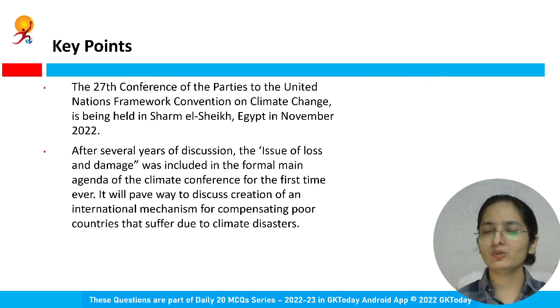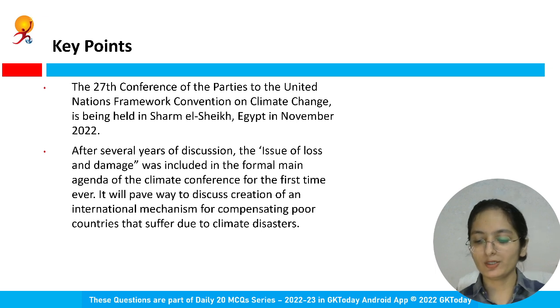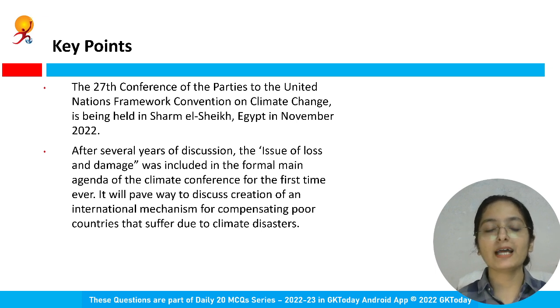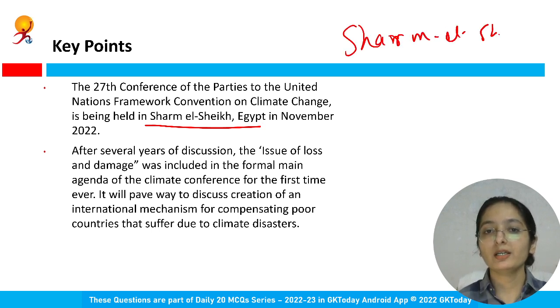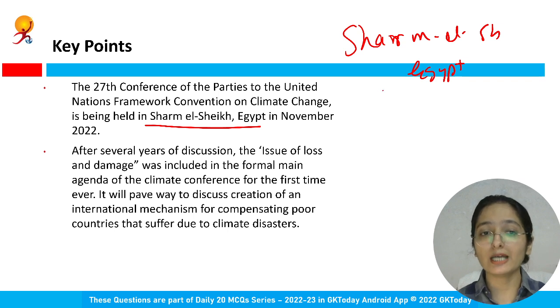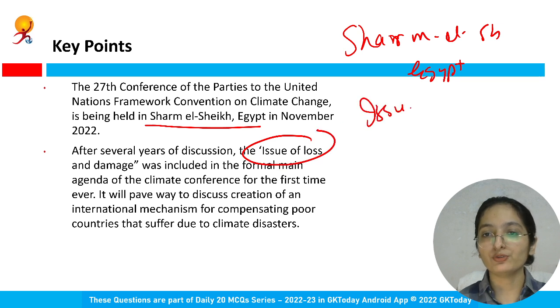Don't worry, we will have a look over it on the map as well. Maps are very important, as I always say. But before going ahead, let us have a look where this conference was. It is being held in Sharm el Sheikh, Egypt. And please do remember, first of all, Sharm el Sheikh, Egypt. And there is a term today that is very important. For the first time ever, this climate conference had the formal main agenda of the issue of loss and damage.